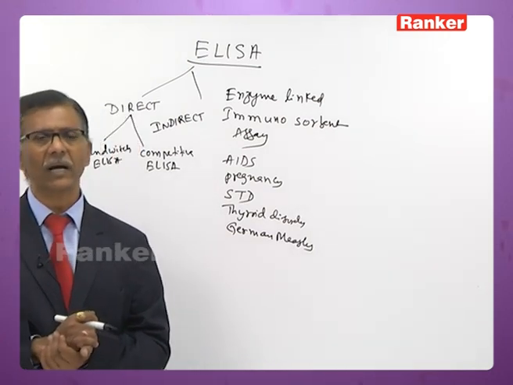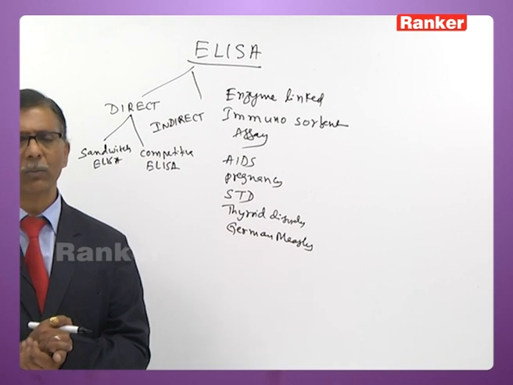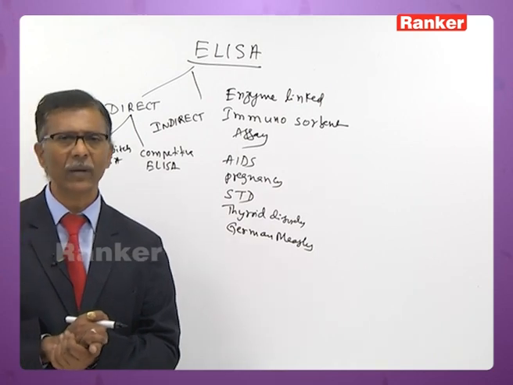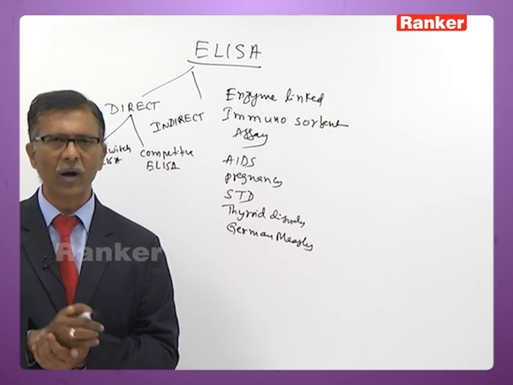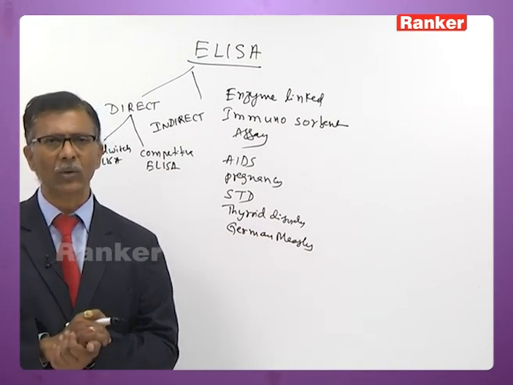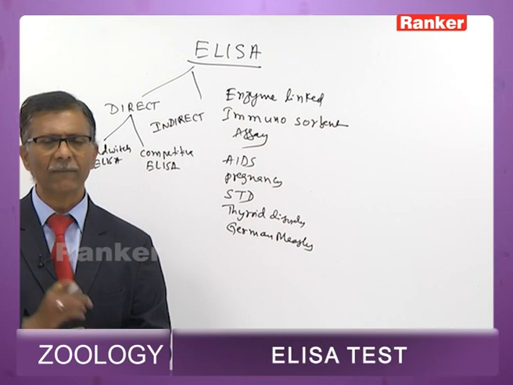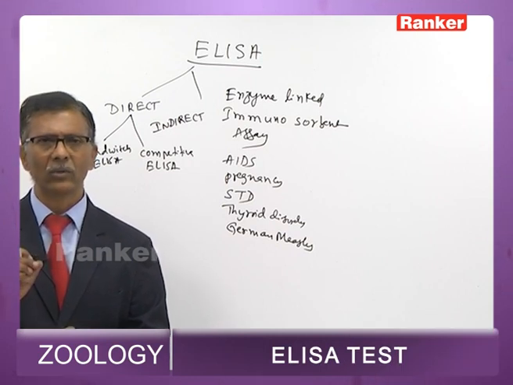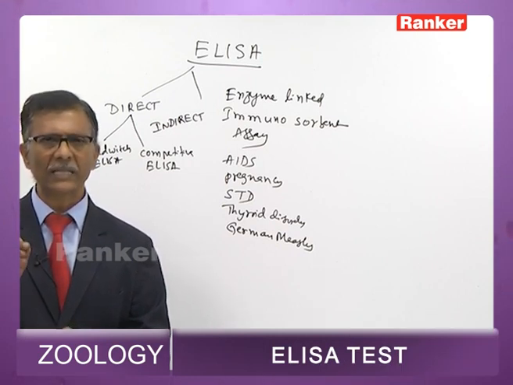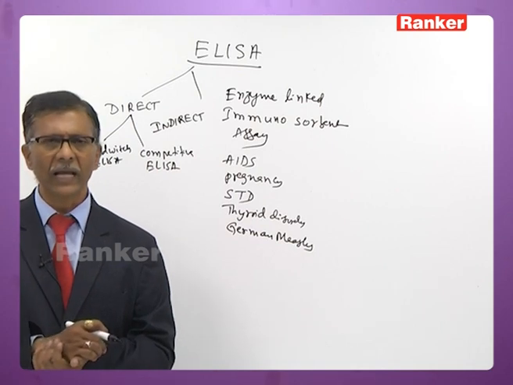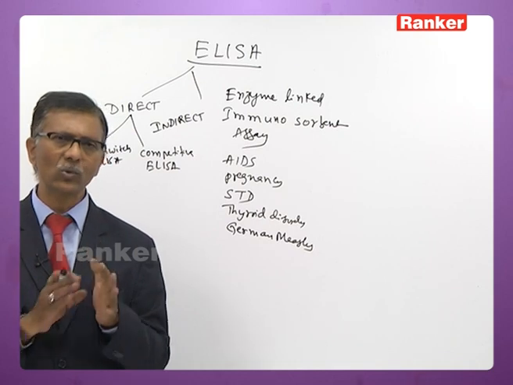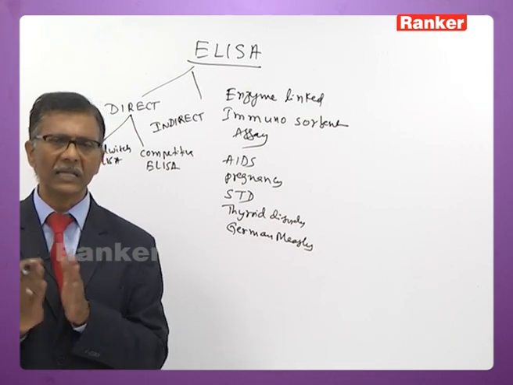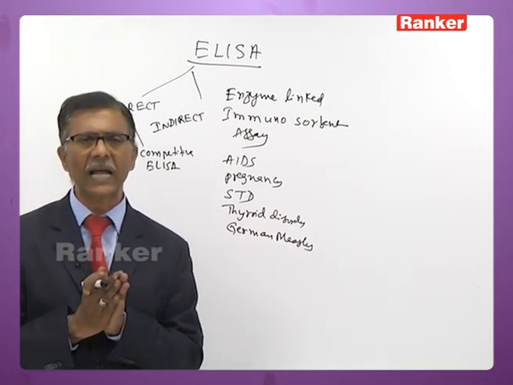In sandwich ELISA, in case the antigen is present in human blood, that gets sandwiched between two doses of primary antibodies. First, a primary antibody is adsorbed on the microtiter plate. Okay, that primary antibody now sticks to the blood sample containing the antigen. Again, a second set of primary antibody is added. So between these two sets of primary antibodies, in case the antigen is present in the blood, that gets sandwiched.